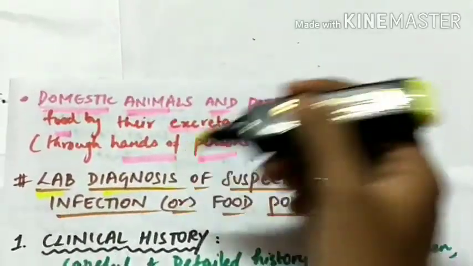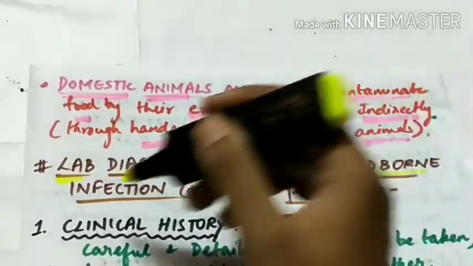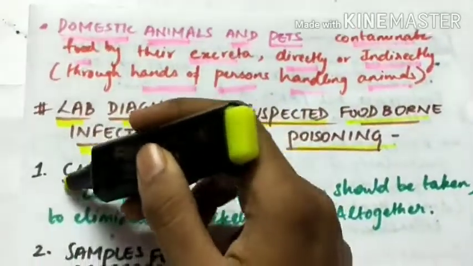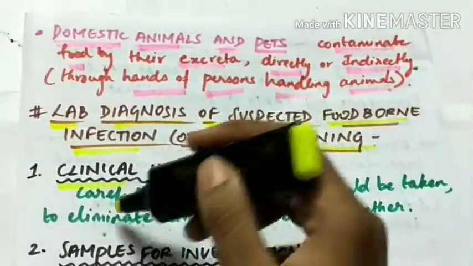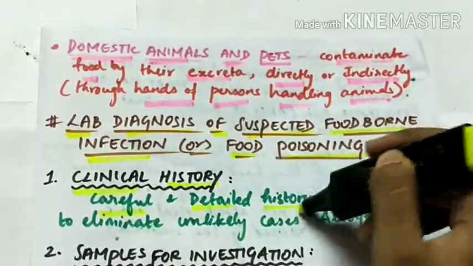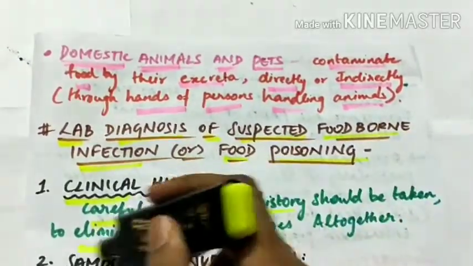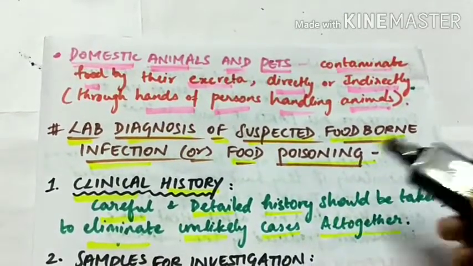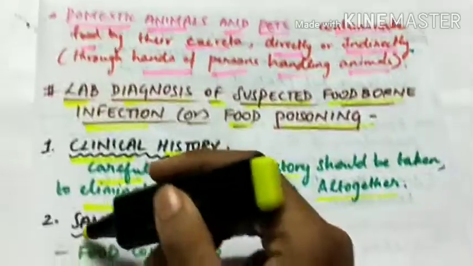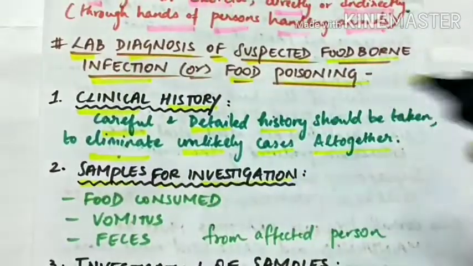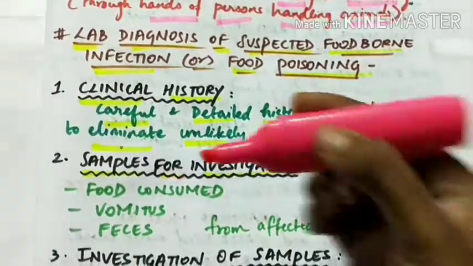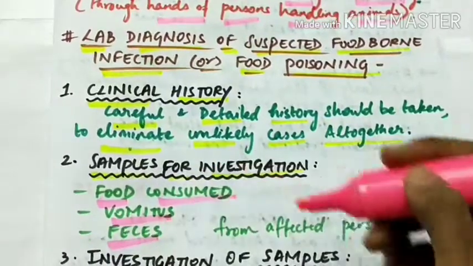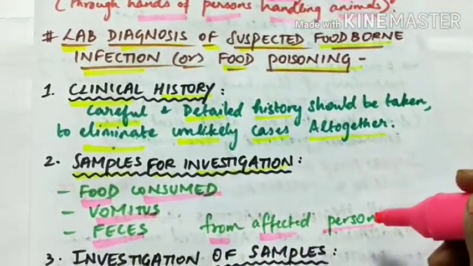Coming to the lab diagnosis of suspected foodborne infection or food poisoning. First step is clinical history. Careful and detailed history should be taken to eliminate unlikely cases altogether. So taking history is very important. Second is the samples for investigation. The samples collected include the food consumed, the vomitus and the feces from the affected person.